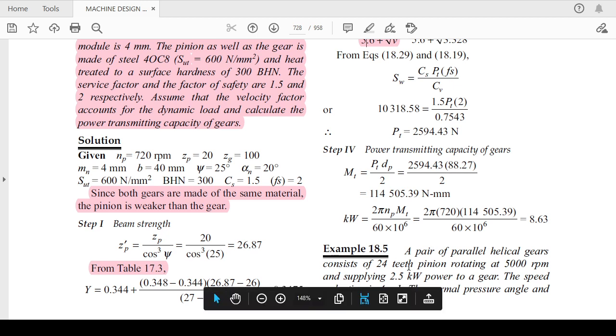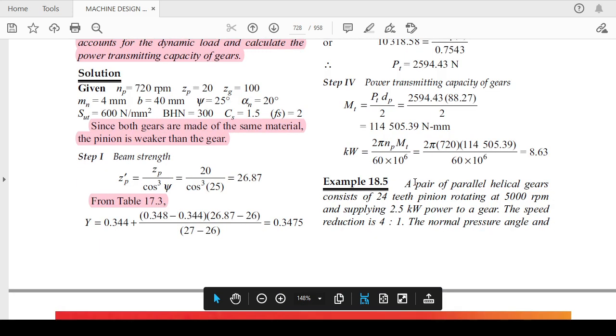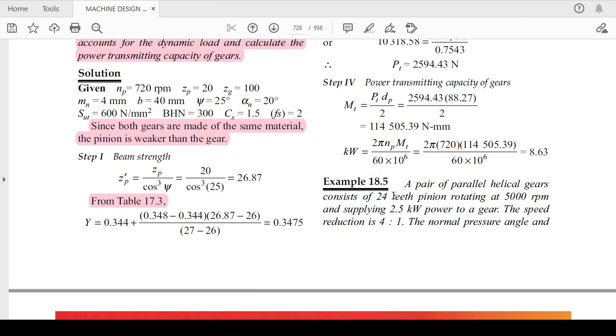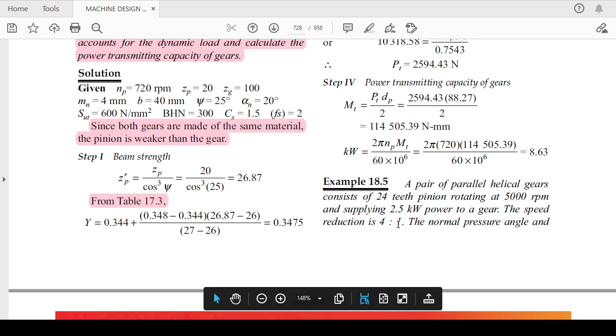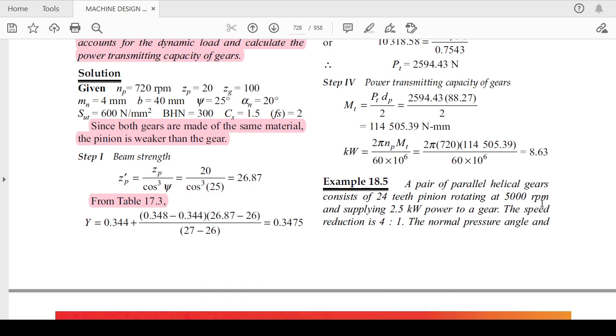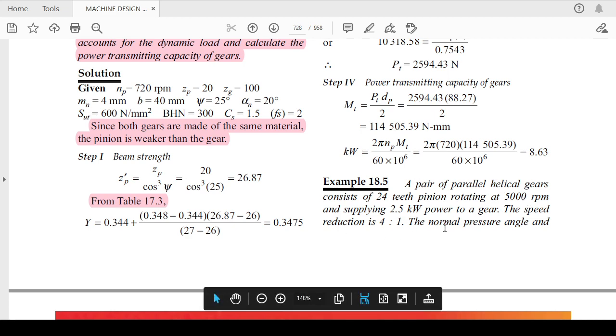In the next questions you can see here, you can also refer to your university exam questions, like: a pair of parallel helical gears consists of a 24 teeth pinion rotating at 5000 rpm, which means the number of teeth is given, rpm is given, meaning Np for the pinion is given, and supplying 25 kilowatt power is given. It is just a reverse question of this numerical whatever we have discussed here, and the speed reduction ratio is given, so you can easily calculate the revolutions per minute of the other gear joining the pinion. Similarly you can calculate the number of teeth as well.